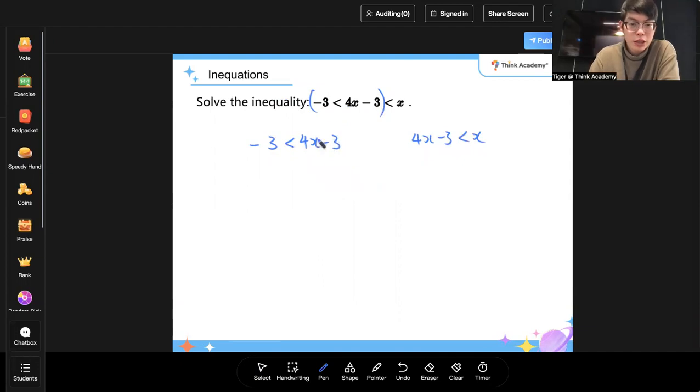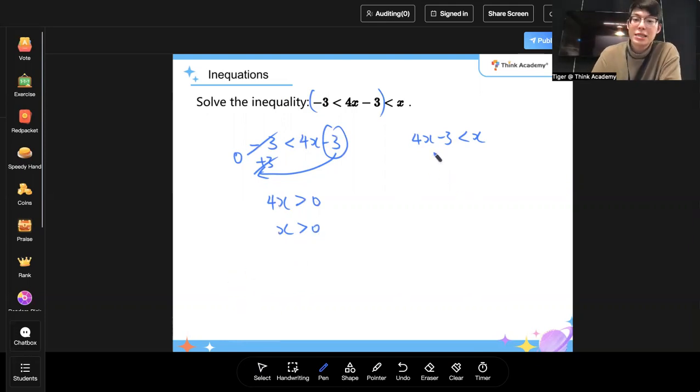So for the first one, you move 3 to the other side, and it becomes plus 3, right? The minus 3 becomes plus 3. So it cancels out with the minus 3 to be a 0. Now we know that 4x is greater than 0, so it means that x is also greater than 0.